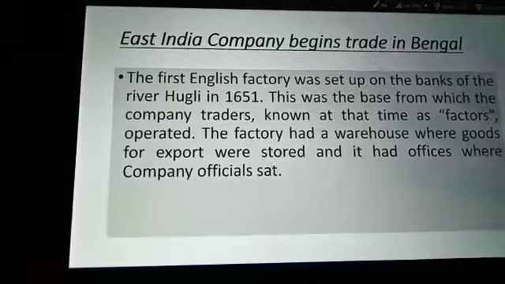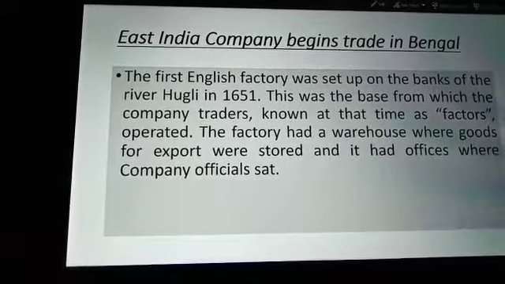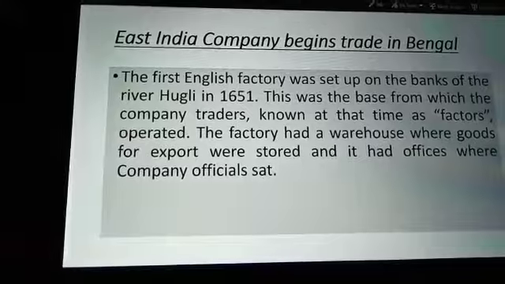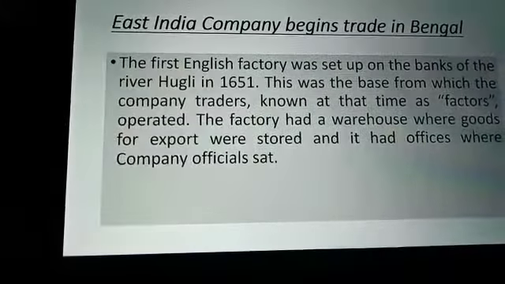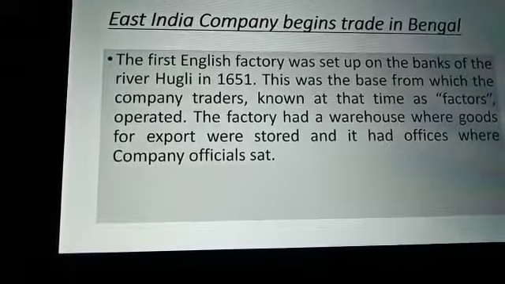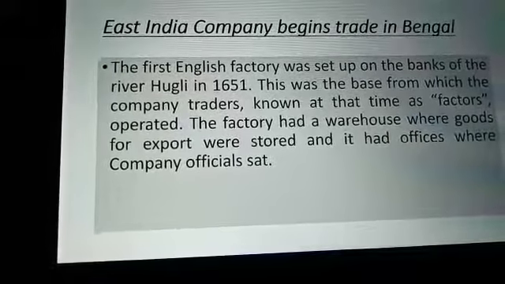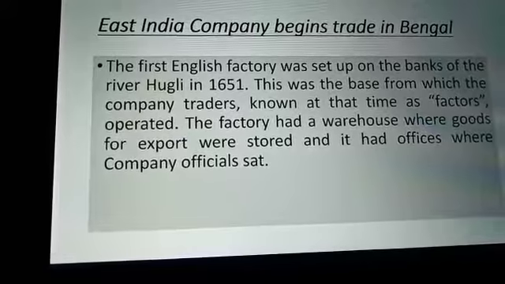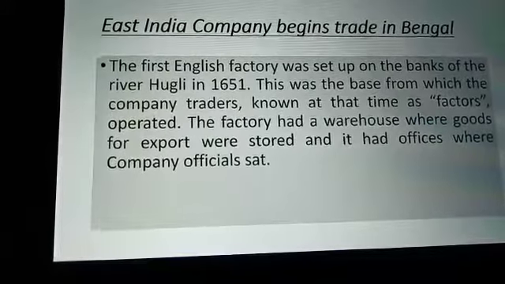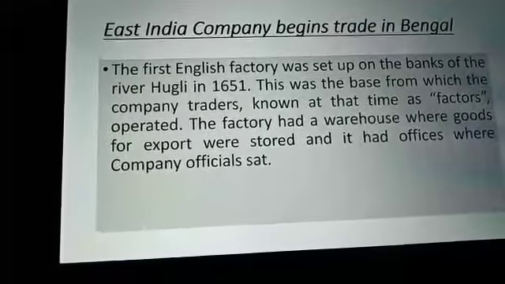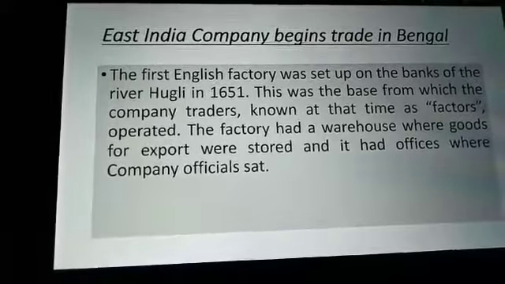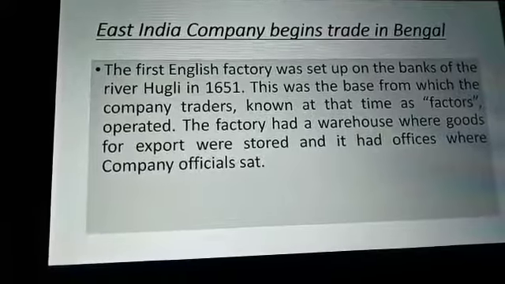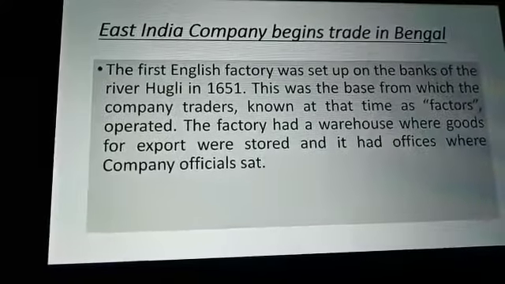East India Company begins trade in Bengal. The first English factory was set up on the banks of the river Hooghly in 1651. This was the base from which the company traders, known at that time as factors, operated. The factory had a warehouse where goods for export were stored, and it had offices where company officials sat.